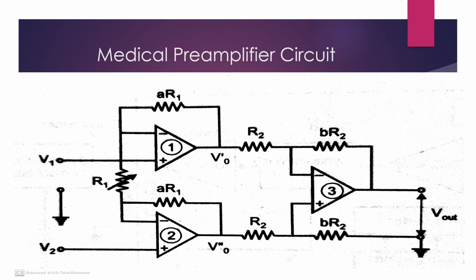Therefore, the net gain achieved will be equal to 1 plus 2R1/R2, which is easily adjusted without disturbing the circuit symmetry. As R2 changes, the gain factor will change accordingly.